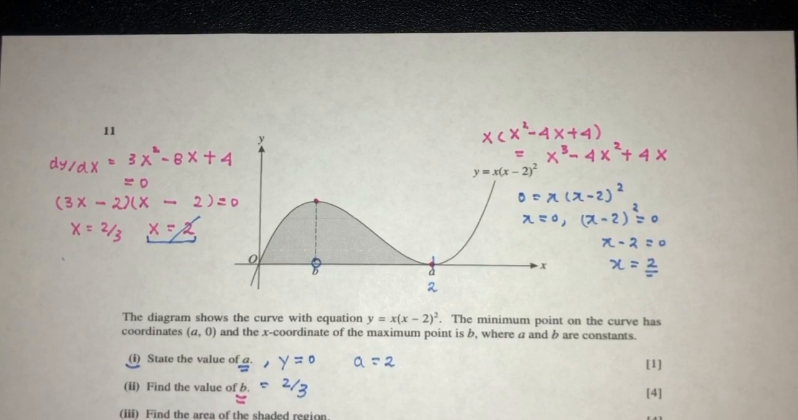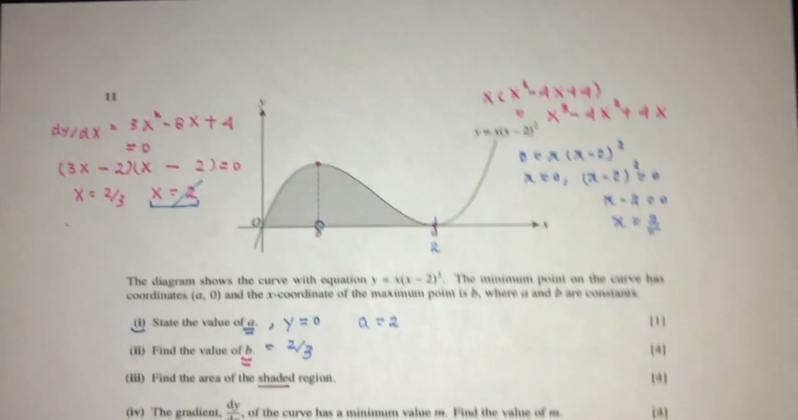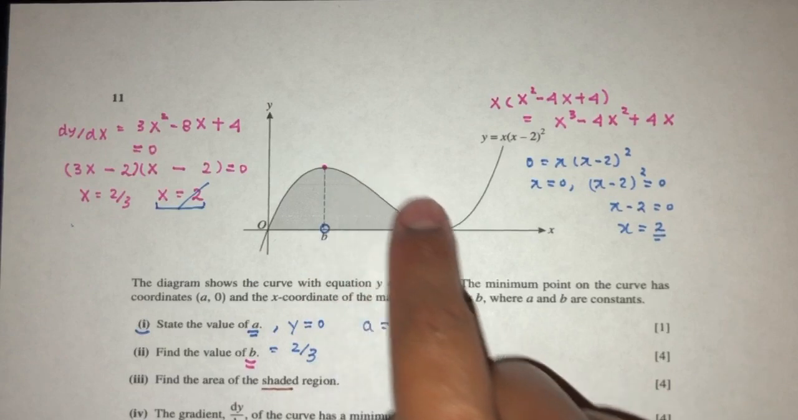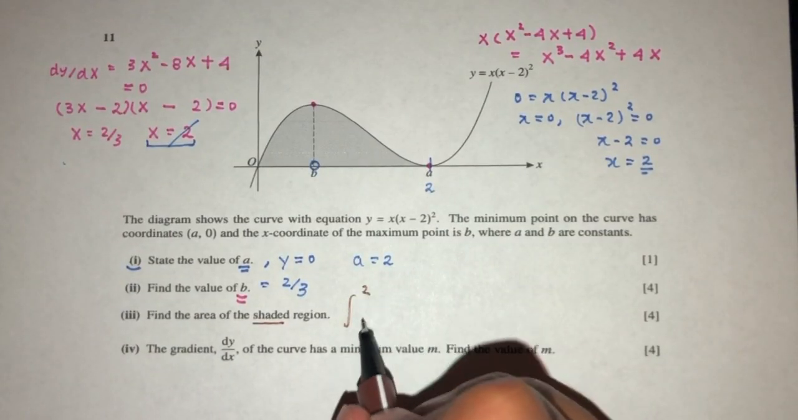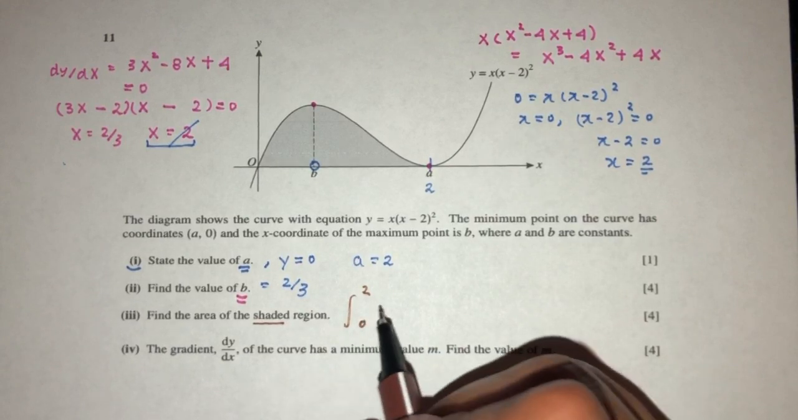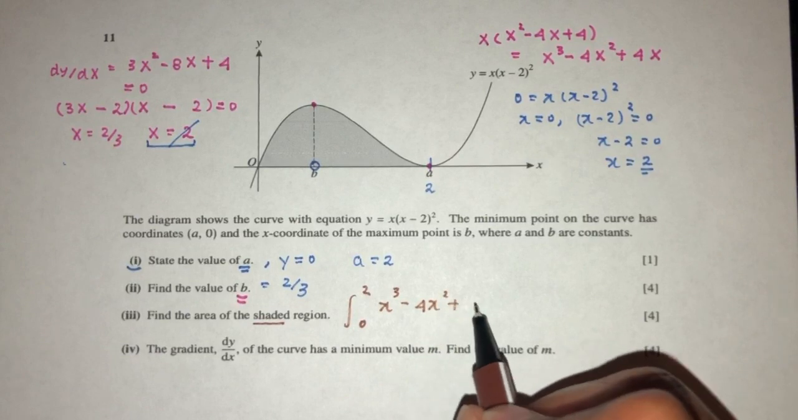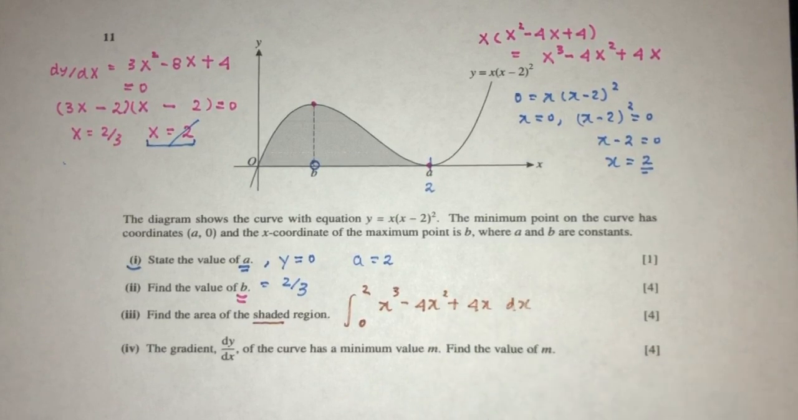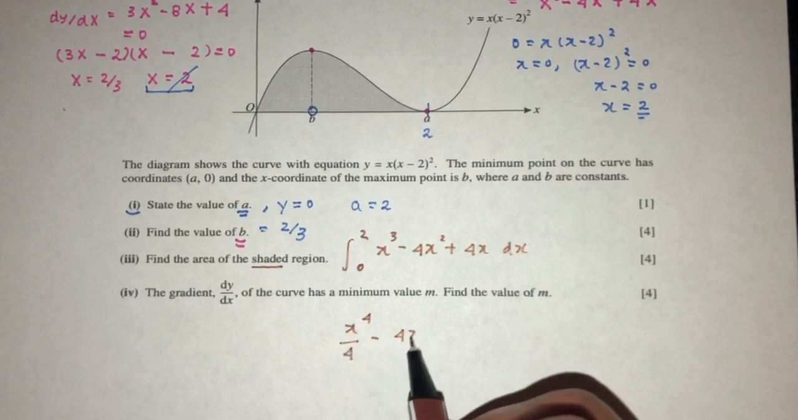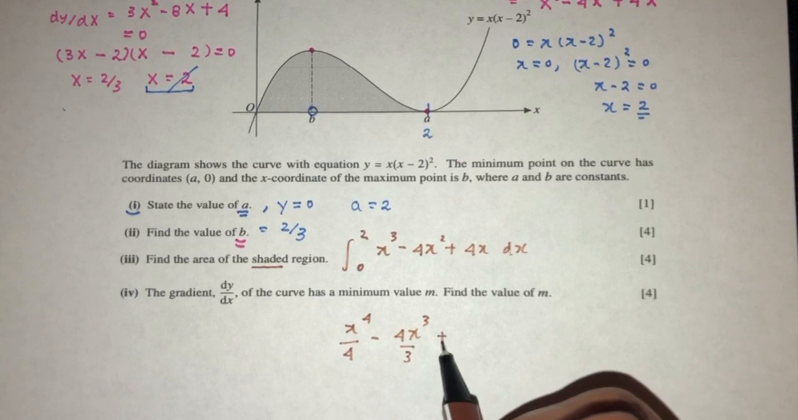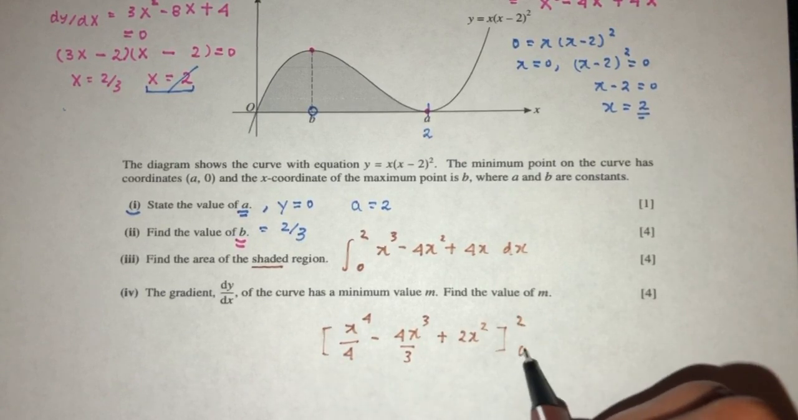Now for part 3, we have to find the area of the region. So pretty easy. What is that area? It is simply the area under the curve between those 2 points. It will be limits of 2 and 0. And the curve is given to you by the integral of x cubed minus 4x squared plus 4x dx. So let's solve. You will have x power 4 over 4 minus 4x power 3 over 3 plus 2x squared, and then we have limits of 2 and 0.